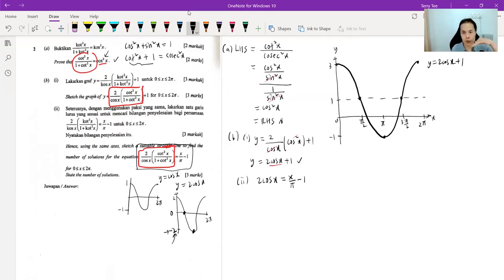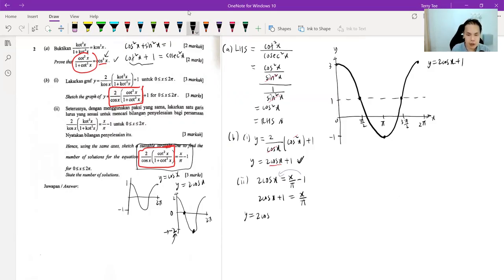Now, what I need is to rearrange the equation such that one side of this equation equals 2 cos x plus 1. So I'm going to add 1 on the left and on the right. Or should I say, just bring the -1 to the left? All right, so we have two graphs here.